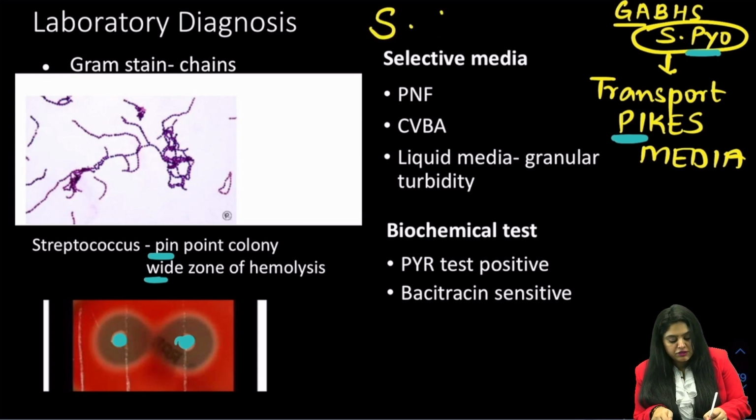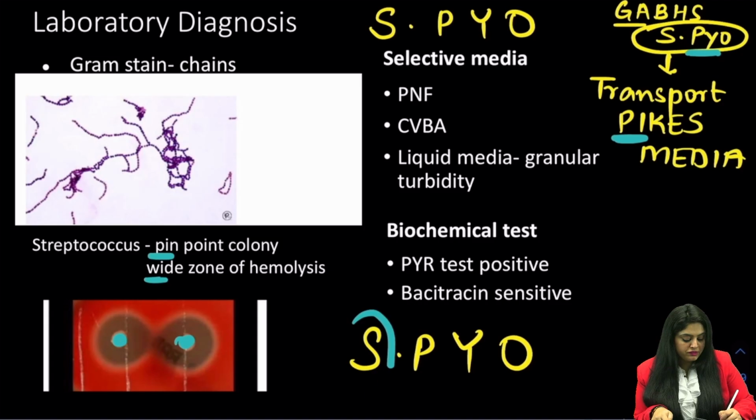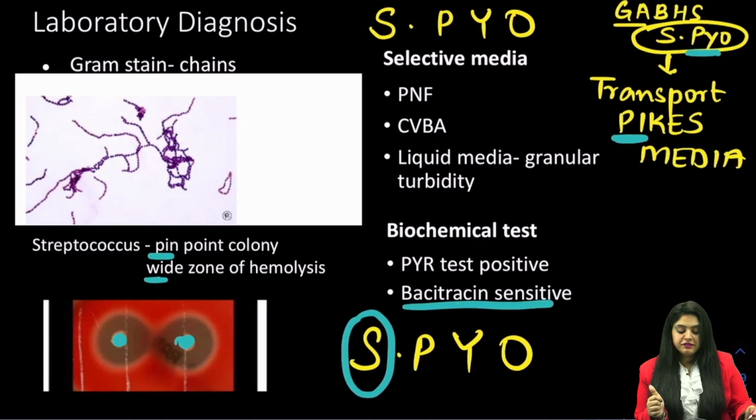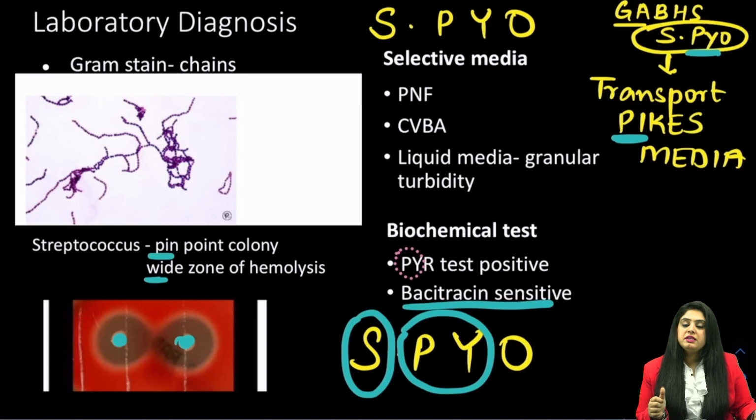After that, you write Streptococcus pyogenes once over here and once over here. Why? Because if I ask you who is bacitracin sensitive, you will say it is sensitive to bacitracin. If I ask you any other test that is positive, you will say it is PYR test positive. So repeating: S pyogenes, S for bacitracin sensitive, pi for PYR test positive. So this is okay with the biochemical tests.